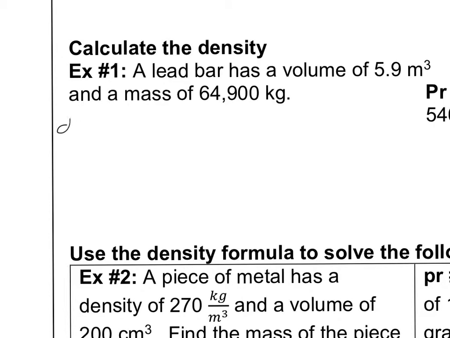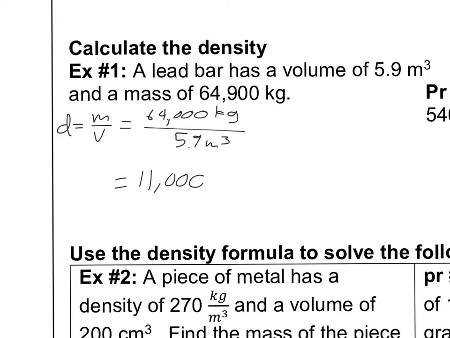Well, density equals mass over volume. The mass here is 64,000 kilograms, and the volume is 5.9 cubic meters. And so we just simply do 64,000 divided by 5.9. If you plug that in your calculator, you get 11,000. But it's really important that you include these units. So it's 11,000 kilograms per 1 cubic meter.